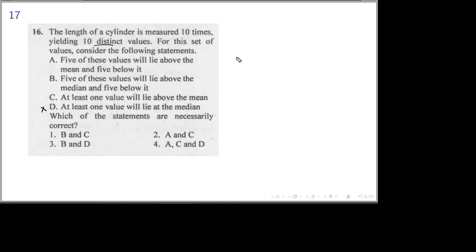So that is true because all the values are distinct. So the mean cannot be this. It has to be somewhere in between, and one value will lie. And so C of course holds. D is not true, so only option B, 1 or 2. And this is above the mean and median. Median is the middle value, so 5 values will lie above the median and 5 below it, right?